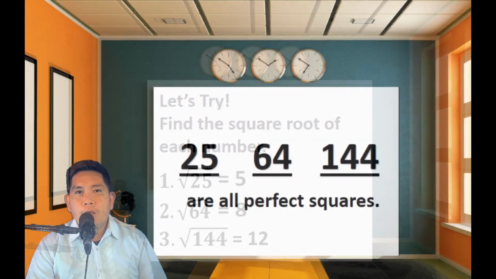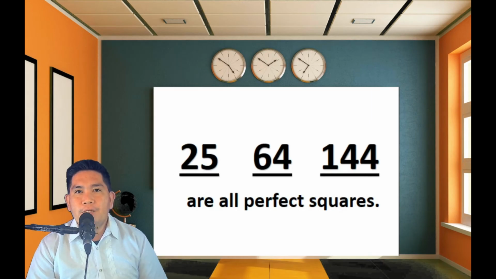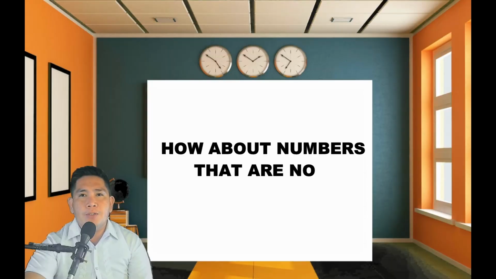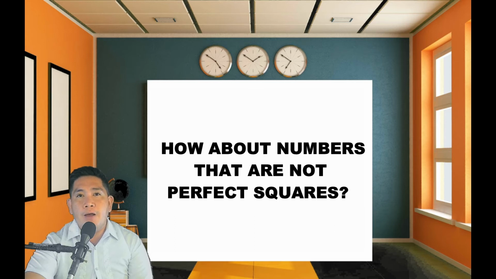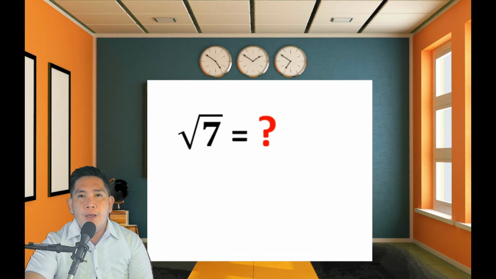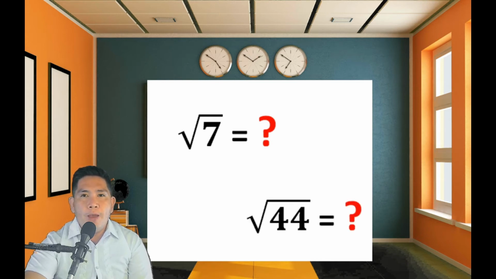Is it? 25, 64, and 144 are all perfect squares. How about if the numbers are not perfect squares, like square root of 7 and square root of 44? Well, even without using your calculator, you can actually find the estimated square roots of these numbers.